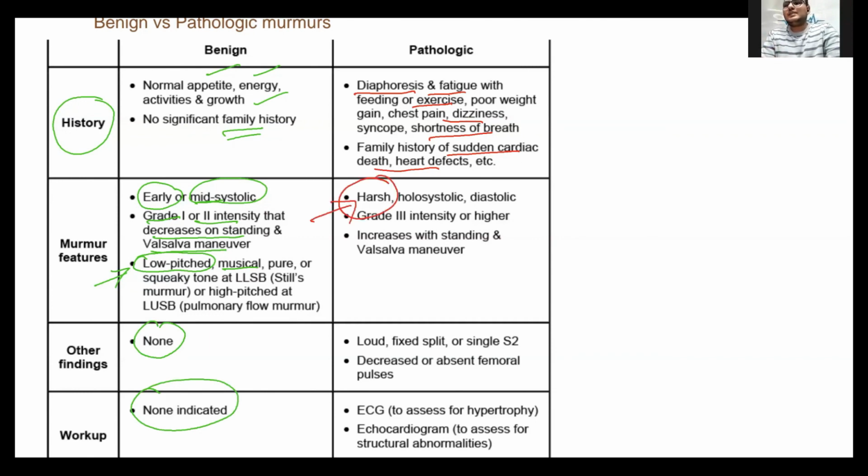But pathologic murmurs are harsh. Remember, they are very harsh, and they can be holosystolic murmurs or diastolic murmurs, and they have much greater intensity. They increase with standing and the Valsalva maneuver. Actually, standing and the Valsalva maneuver both cause a decrease in venous return. So when there is decreased venous return and the murmur increases, it means there is some pathology. But because benign murmurs are flow murmurs, with decreased venous return there is no blood in the chambers, so there will be decreased benign murmur activity. So remember this.